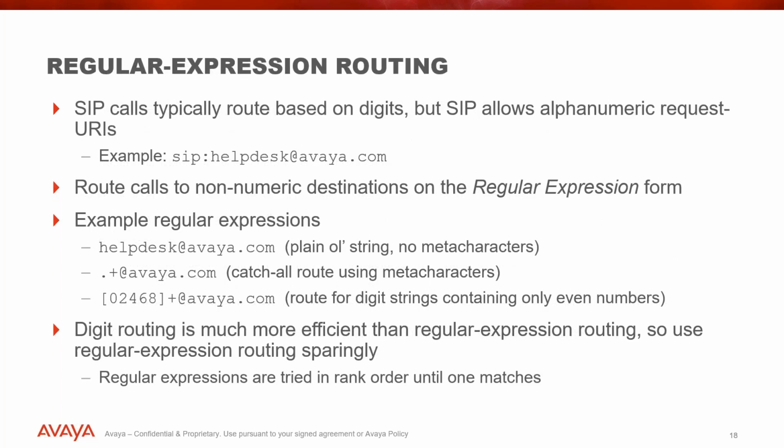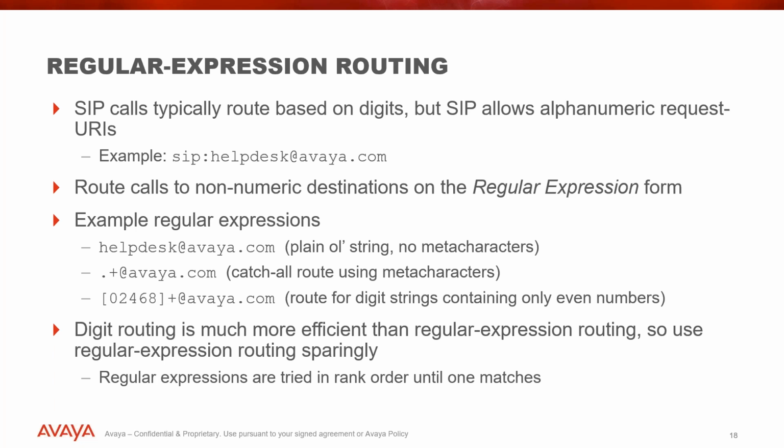Okay, now it's going to get a little more complex. We're going to talk about regular expression routing. SIP calls typically route based on digits, but SIP does allow routing alphanumeric request URIs. An example of that would be something like SIP:helpdesk@avaya.com. Or if you wanted to, you could assign URIs with names to all of your users and route them using regular expressions. It's pretty uncommon to do that. You would administer this on the regular expression form, and I'll show you a screenshot of that in a second.